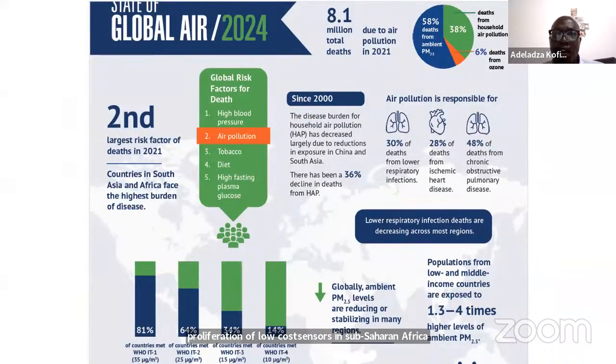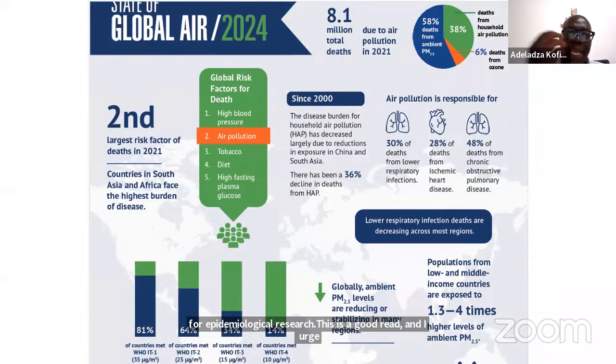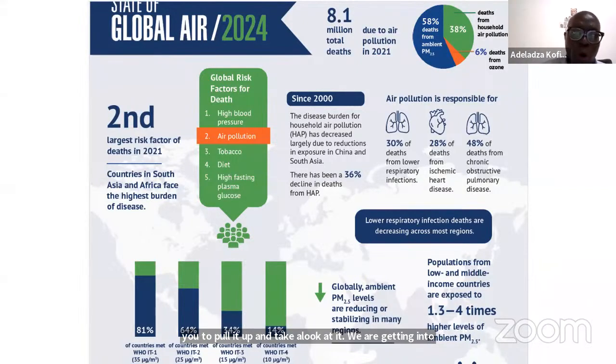So we are getting into the health issues. Again, in the recent Global Air Report, air pollution now has overtaken diet and tobacco as the second risk factor for death. If you look at the havoc that poor diet and nutrition causes to our health, and the havoc that tobacco causes to our health, and ambient air pollution is now overtaking them, then it means air pollution is a serious issue that we need to tackle head on.